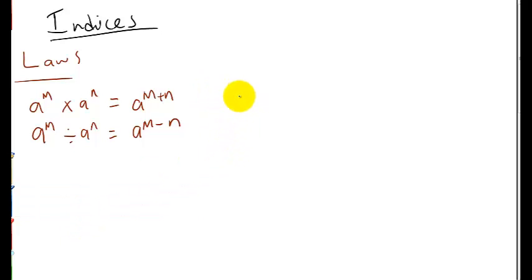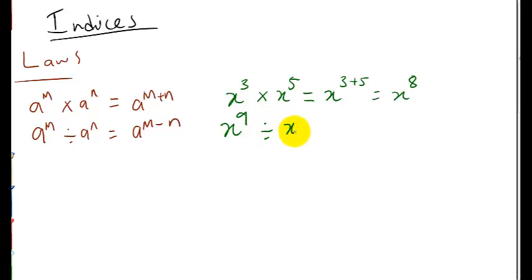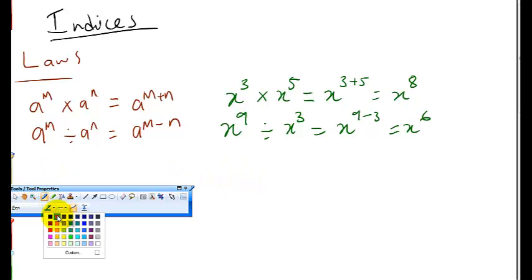An example for this one would be something like x to the power of 3 times x to the power of 5. Since the bases are the same, that's going to be 3 plus 5, which becomes x to the power of 8. Same thing with this one, x to the power of 9 divided by x to the power of 3. Again, since the bases are the same, 9 take away 3, and that gives you x to the power of 6. Any questions about that? No. Okay.